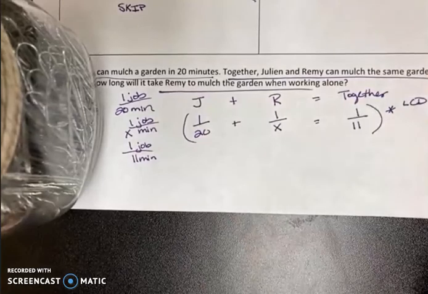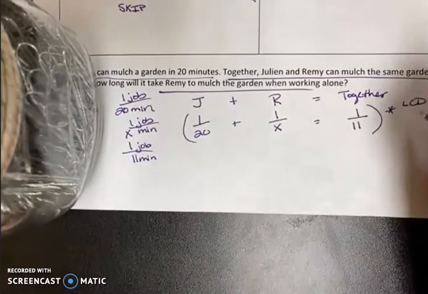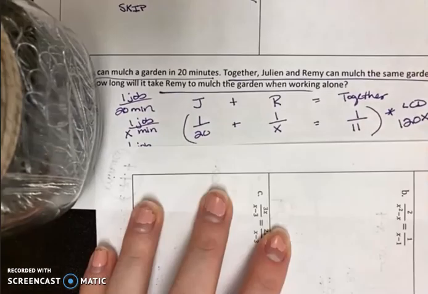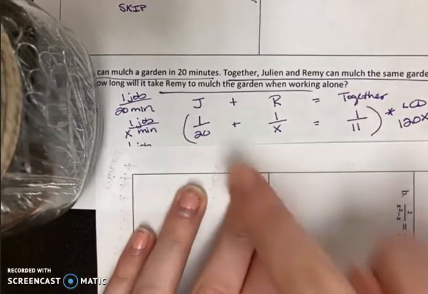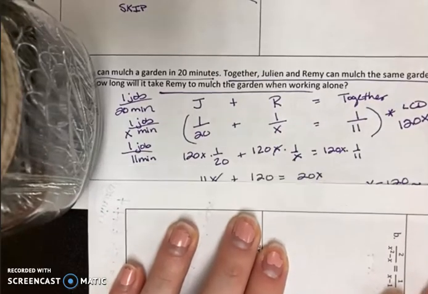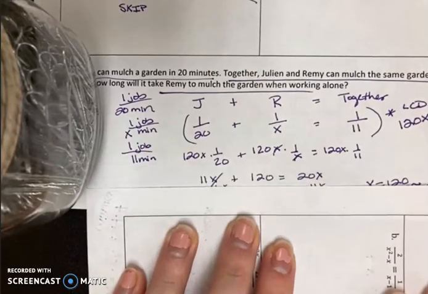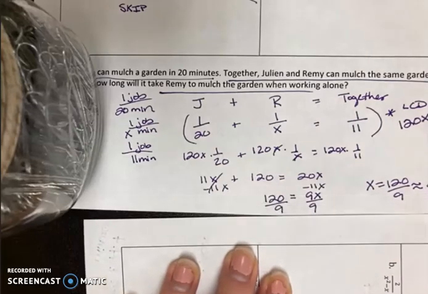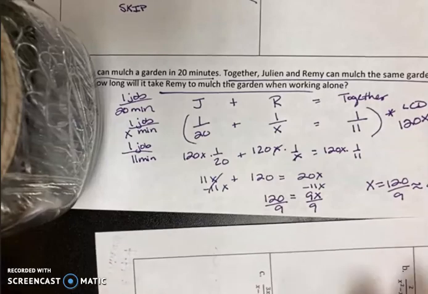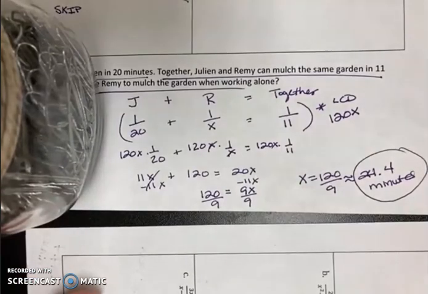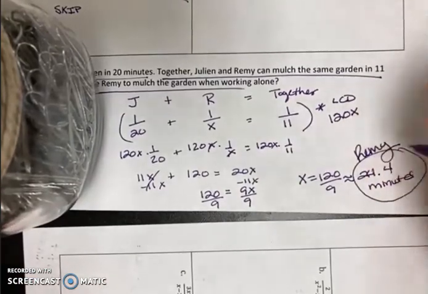They have no similarities, so the least common denominator is going to be 120x. So now I'm going to multiply each term by the 120x, which gets me here. I simplified and canceled stuff out to get me to this next step. 11x plus 120 equals 20x. And then I solved for x. I subtracted 11x, gave me 120 equals 9x, and divided by 9. So 120 divided by 9 becomes approximately 24.4 minutes. That's how long it takes Remy to mulch the garden.